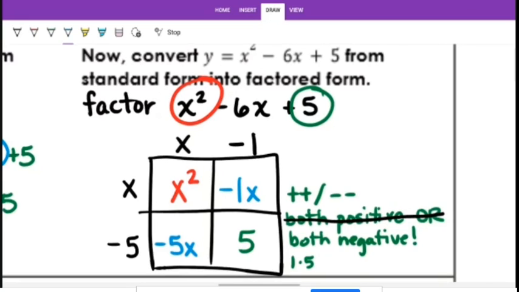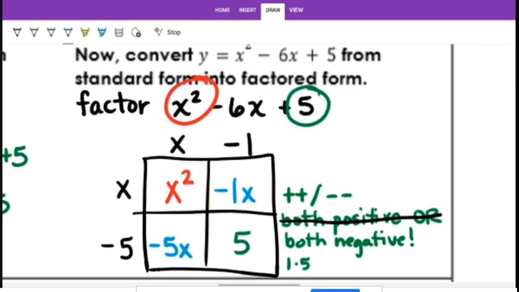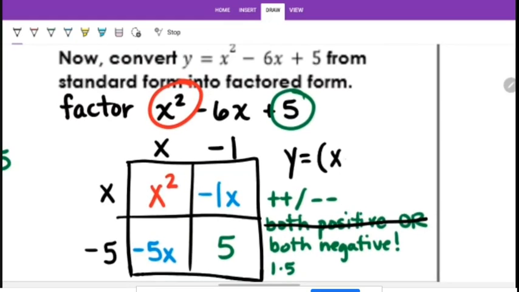So let's make sure we write our answer. Y equals x minus 1, x minus 5. Excellent work.